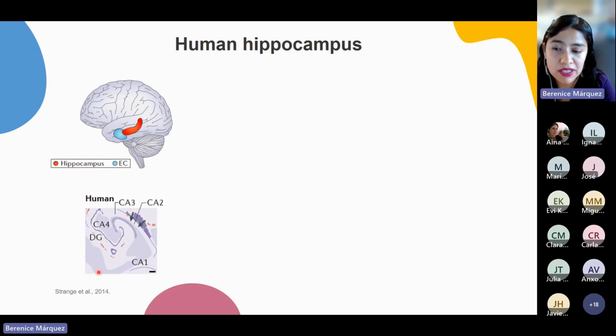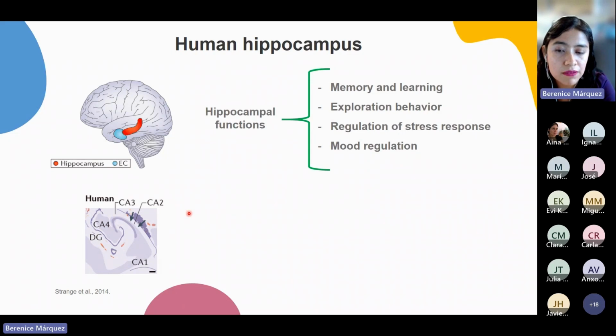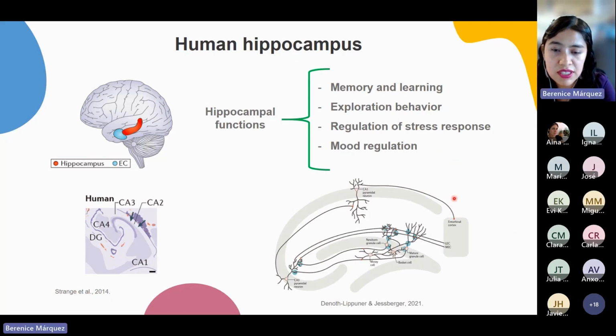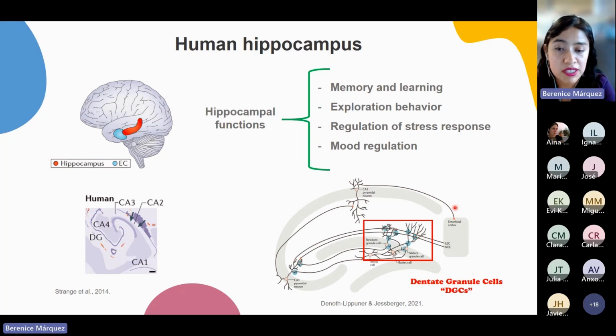The hippocampus participates in a crucial manner in several functions, such as memory and learning, exploration behavior, regulation of stress response, and mood regulation. The hippocampus represents a bottleneck in processing the information. The first input to the classical hippocampal trisynaptic circuit are the dentate granule cells of the dentate gyrus. These cells receive innervation from entorhinal cortex. In this regard, the morphology of dentate granule cells plays a significant role.